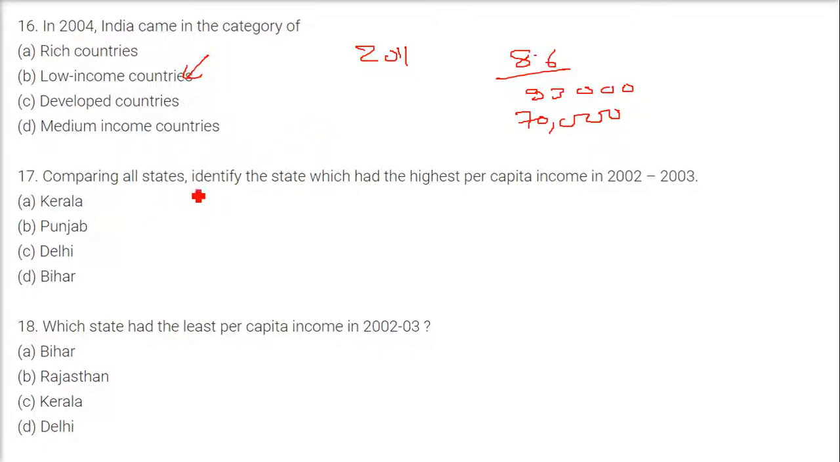Comparing all states, identify the state which had the highest per capita income in 2002-2003. The answer is Punjab. Which state had the least per capita income in 2002-2003? And the answer is Bihar.